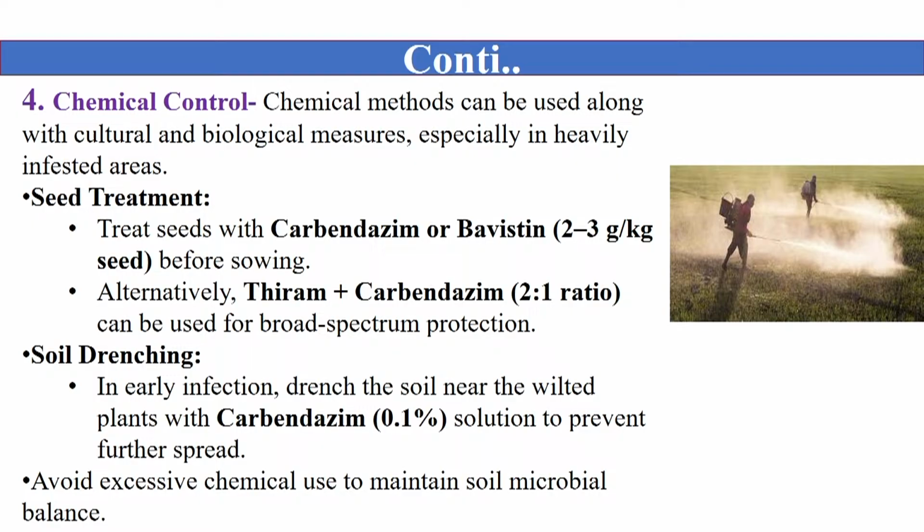And alternatively, you can also use thiram and carbendazim at the ratio of 2:1, and it can give broad spectrum protection also. And soil drenching, in early infection cases you can drench the soil near the wilted plants with carbendazim 0.1% solution to prevent further spread of the pathogen. You should also avoid excessive chemical use to maintain the soil microbial balance. So you have to be specific about the chemical use.